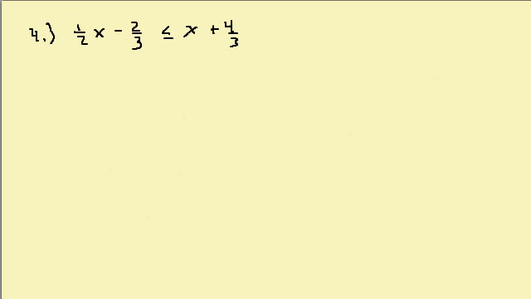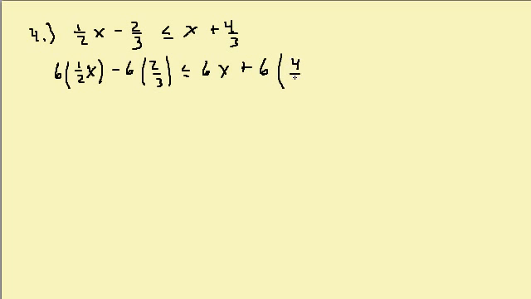Alright, let's take a look at this one. The first thing I want to do is get rid of the fraction. So I'm going to multiply each term by the common denominator, which is 6. So I get 6 times 1/2 x minus 6 times 2/3 less than or equal to 6 times x plus 6 times 4/3. So I'm left with 3x minus 4 less than or equal to 6x plus 8.